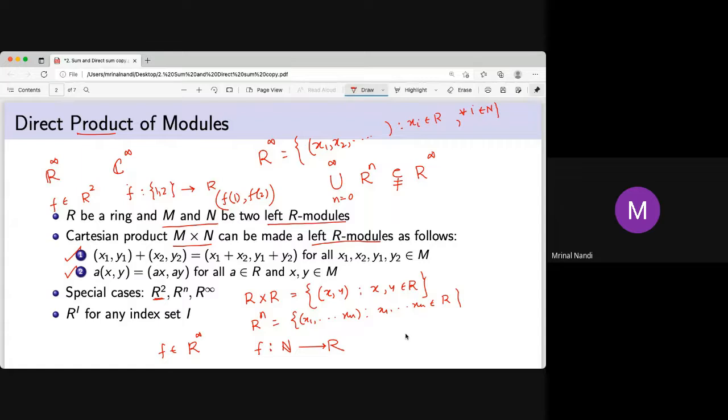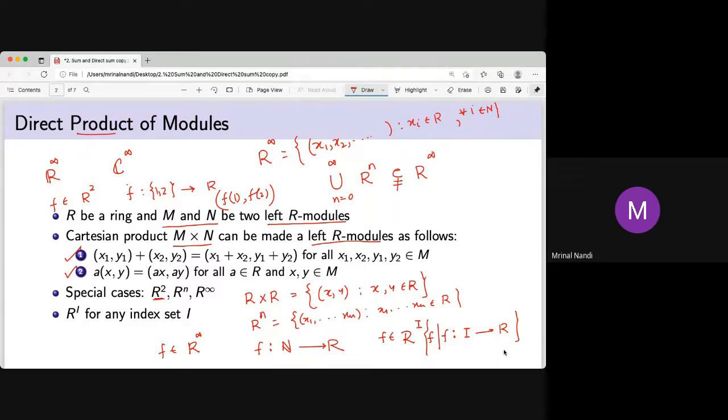Now we can define R to the power I, where I is any index set. It may be finite, like 1 to 3, or 1 to 5, or maybe natural numbers. Any element from R to the power I is nothing but a function from I to R. It's the collection of all functions from I to R. Any function. There is no need for continuity or injectivity, because there is no topology now. This is just a set property.